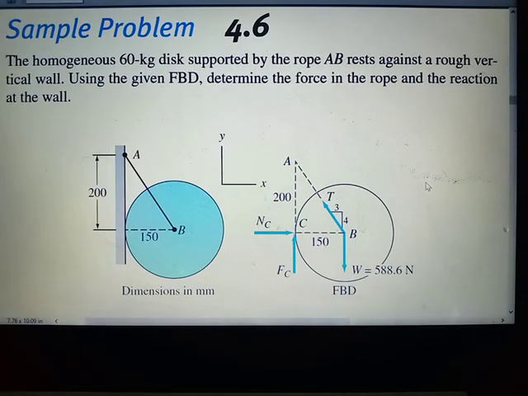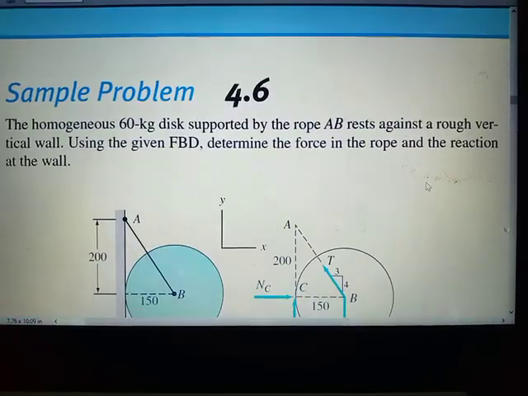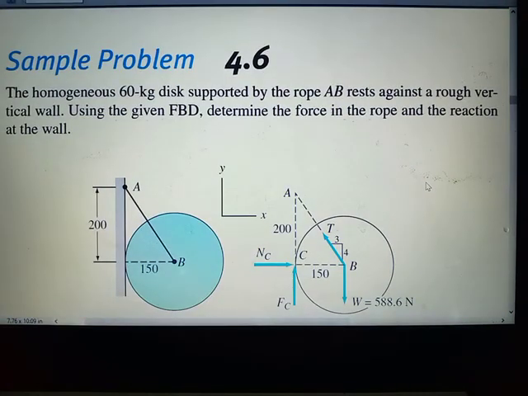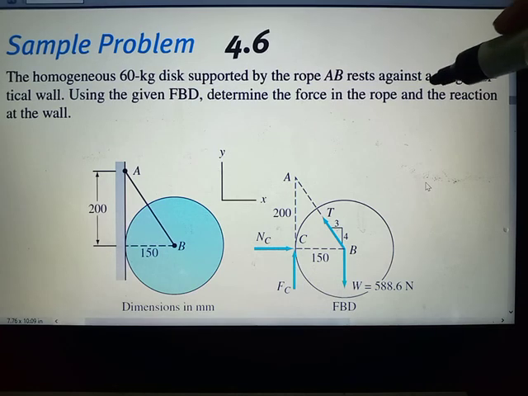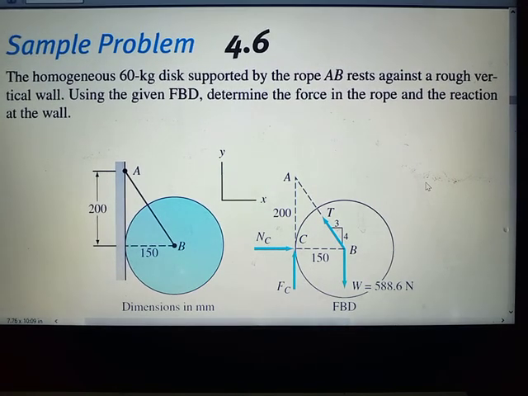Here is another problem. The homogeneous 60 kilogram disc supported by the rope AB rests against a rough vertical wall. Please take note, it says rough vertical wall.